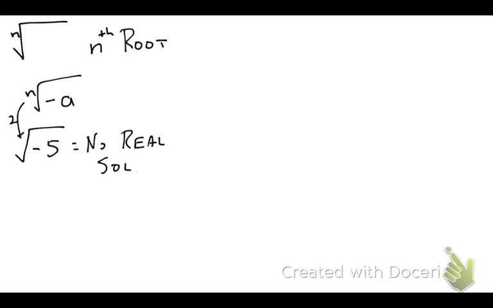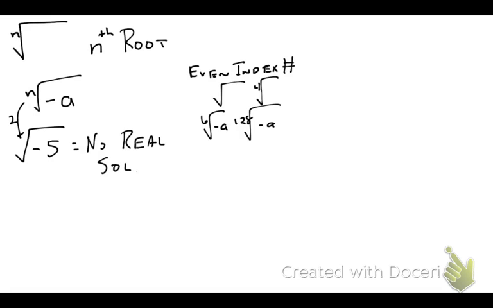Now here's kind of the big takeaway right now. For even index numbers, so if you're taking square roots or fourth roots or sixth roots or 128th roots, if the index is even and the radicand is negative, the answer is no real solution.